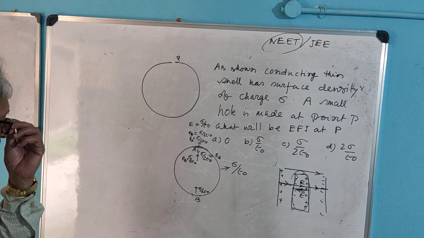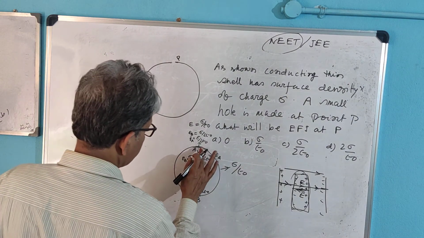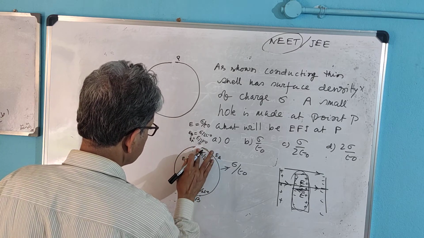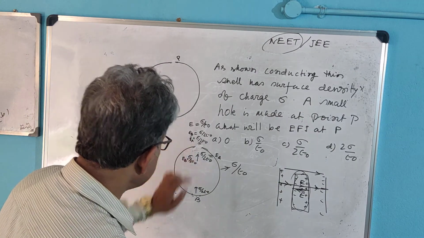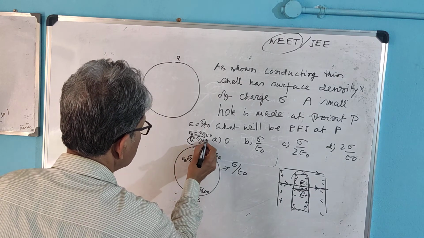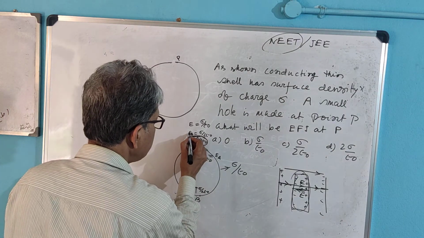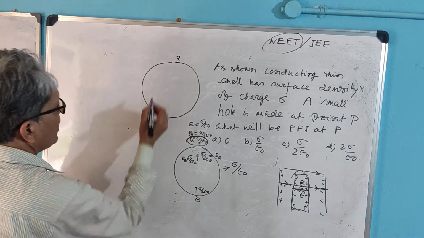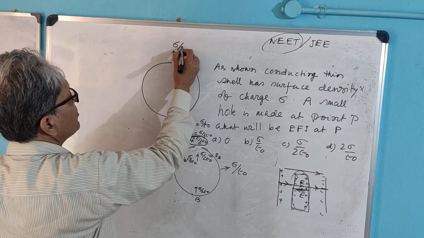Right? Now consider what will happen if this is out. Due to EA, this will be no more, this is zero, only EB will be present. So after making the hole, what will be the electric field intensity here? Sigma by 2 epsilon 0.